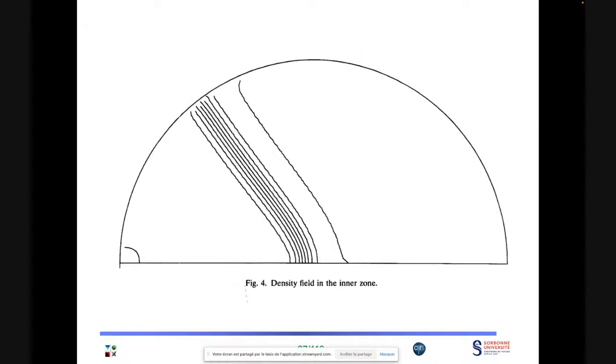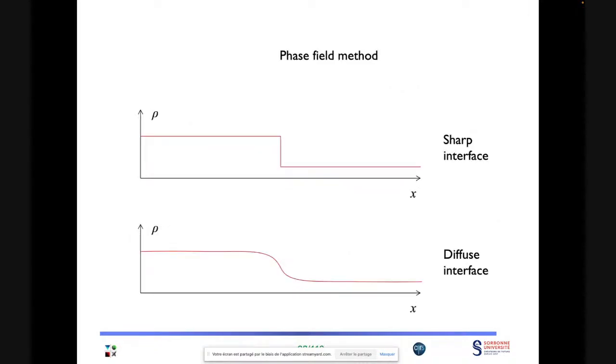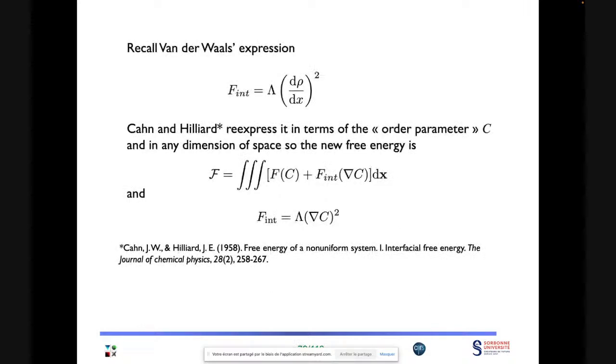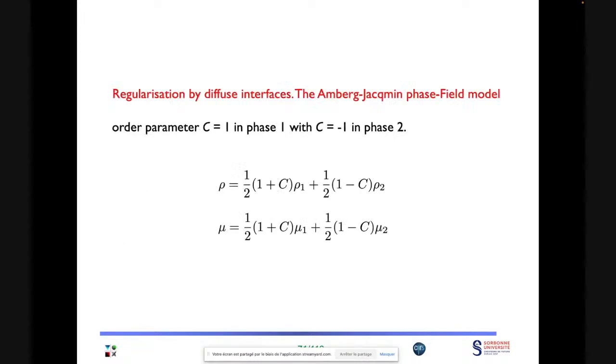But he obtained this very nice contact line showing the density field. The iso line of the density field gives you the position of the interface, a bit like the current famous level set methods. And it's a diffuse interface method where you see the interface has a certain thickness. You use a free energy with a double well potential, and that is simpler than Sepecher. That's the Jacqmin and Hamburg model. You have a van der Waals expression for the effect of the gradient on the free energy, and you relate the order parameter C to the density rho and to the viscosity mu.